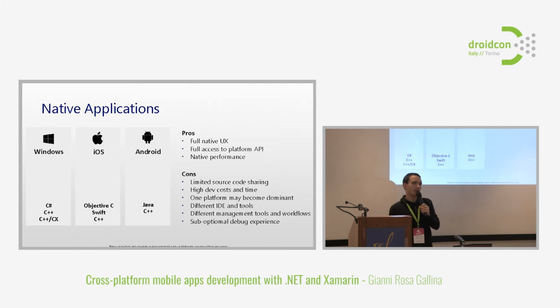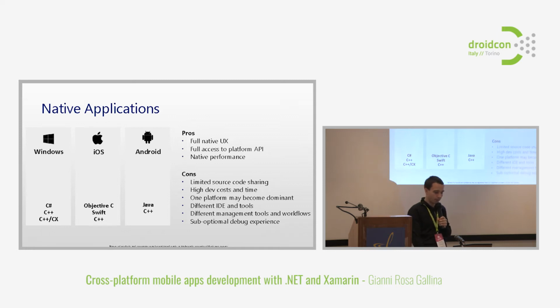On the counterpart, we have native application development. So we have a Windows stack, an iOS stack, and an Android stack. On Windows, we can use C#, .NET, C++. On Android, we can use Java or C++ or other languages. And on iOS, we have Objective-C, Swift, or C++. The pros of this native application approach are that we have full native user experience, we have full access to the platform API, and we have native performance.